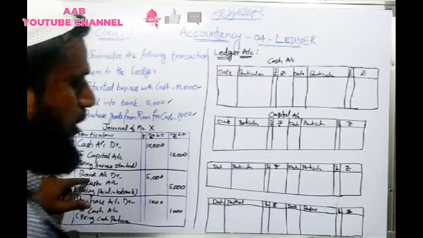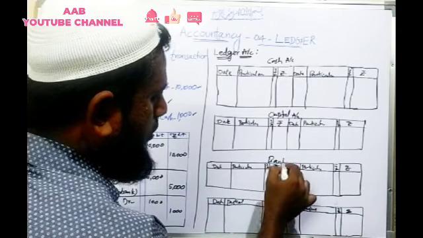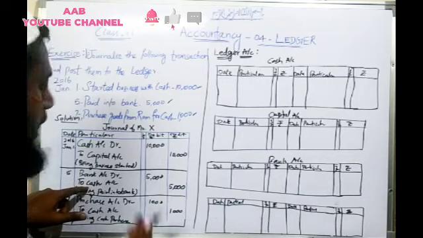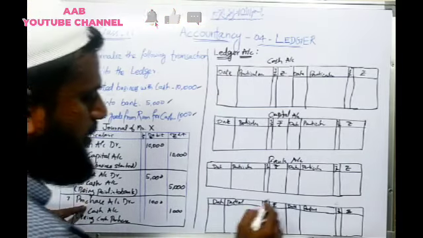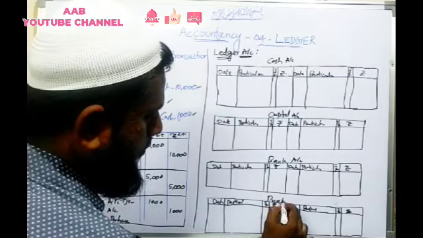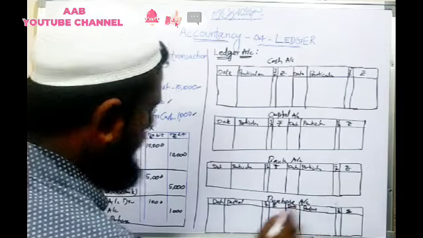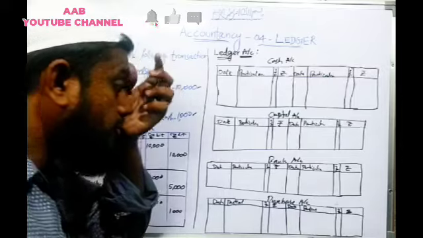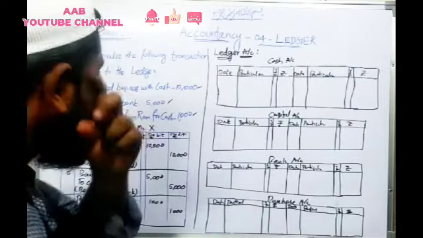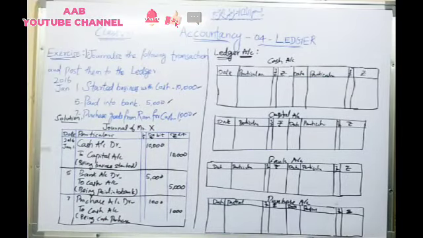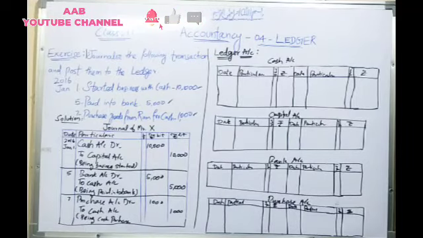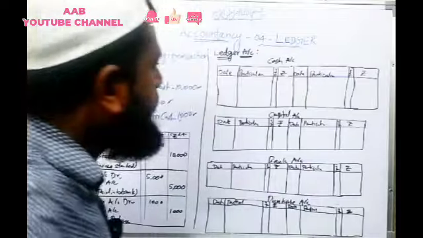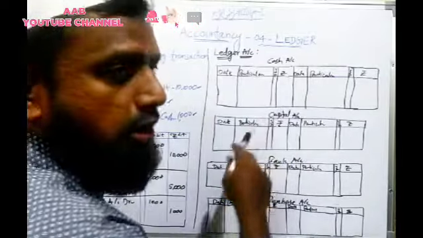The capital account, the next the bank account. Each account will be opened. The bank account. Cash is already opened. Purchase account. Then in each account, individual columns have to be opened. Then, students, how to post the journal entry to the ledger account.